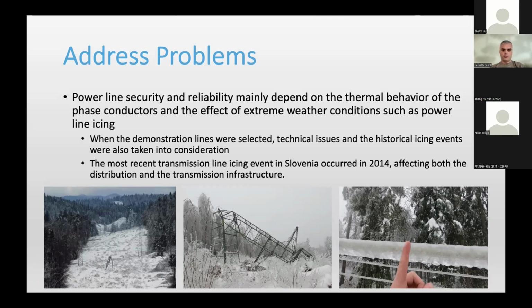If you see these photos on the lower part of my presentation, these were real cases. Unfortunately, in 2014 in Slovenia, two parallel lines were destroyed because of very high and extreme icing events. At that time, this power line did not contain the different sensors and DLR technology, which could have prevented this bad case.